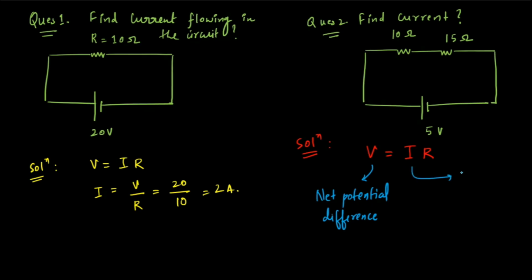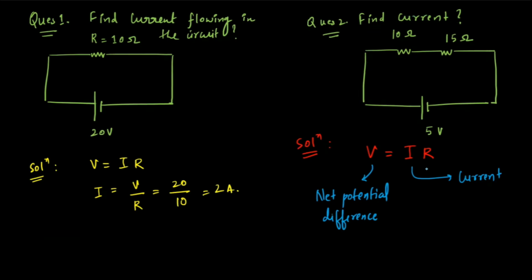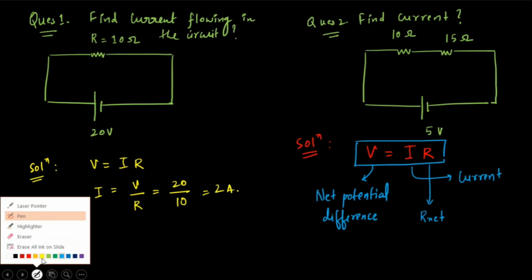Then this is going to be the current. Always remember, current is constant in a circuit where all the elements are connected in series. So here, this particular set of combination is called a series combination, and the current is constant. Similarly, this resistance is the net resistance of the circuit, and we have to find the net resistance in order to find the current from any of the given circuits.